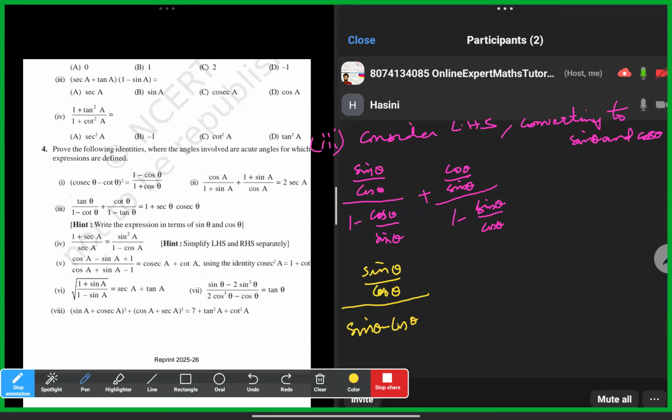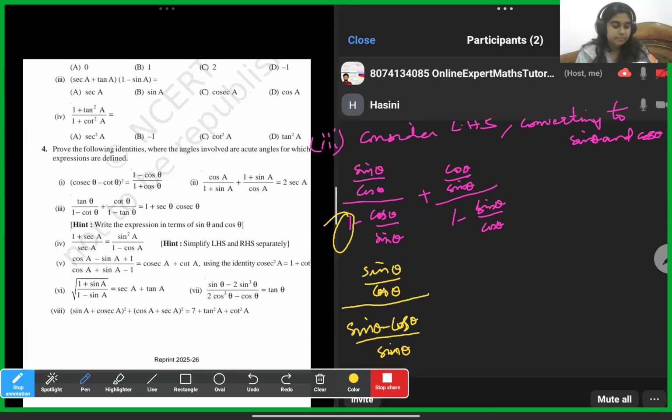Into sin theta we have to do, which will become, if I directly club it, I wrote one step extra directly. Anyways, this should be written as sin theta by sin theta. So when we club it again, it will become sin theta minus cos theta by sin theta. Correct?